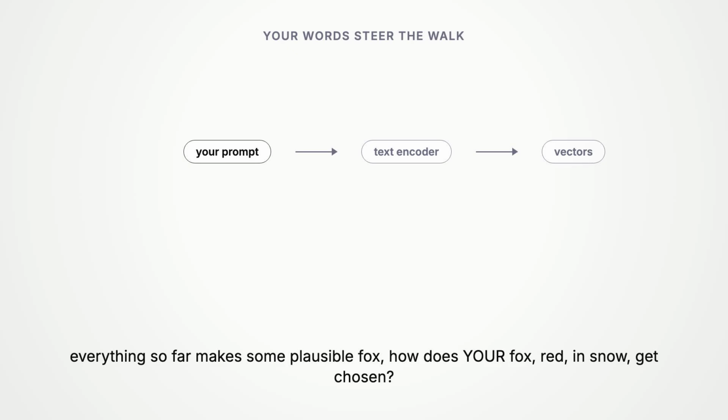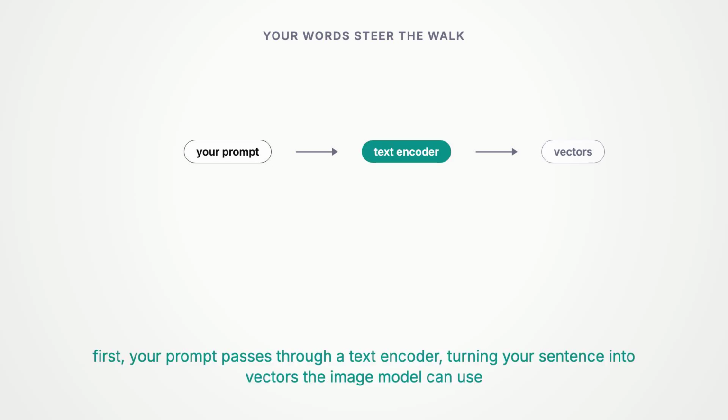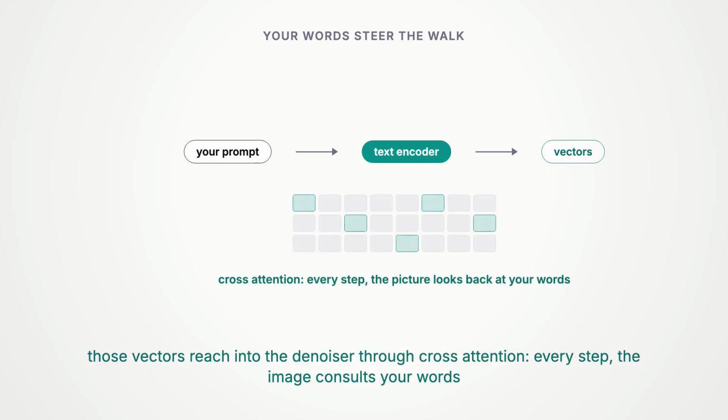Good, but everything so far only makes a real image. Some plausible fox. How does your fox, red in snow, in golden light, get chosen out of all of them? Two pieces. First, your prompt does not go in as raw words. It passes through a text encoder, a model whose only job is to turn your sentence into vectors the image model can use. Those vectors then reach into the denoiser through a mechanism called cross-attention. At every single step, the half-formed image looks back at your prompt and asks, given what I am supposed to be, which way now? The picture is constantly consulting your words.